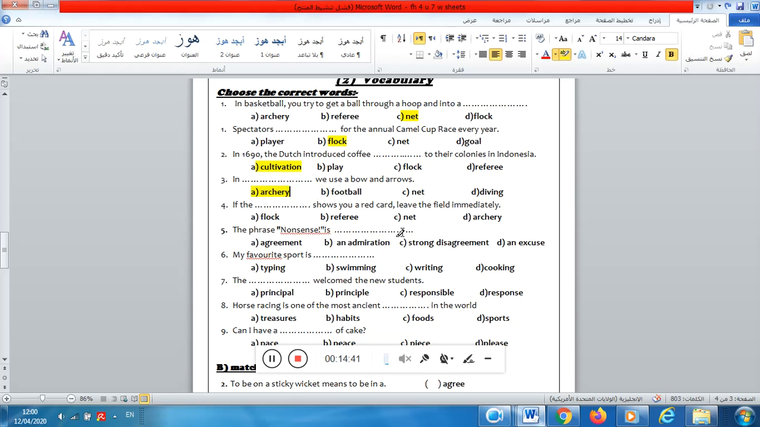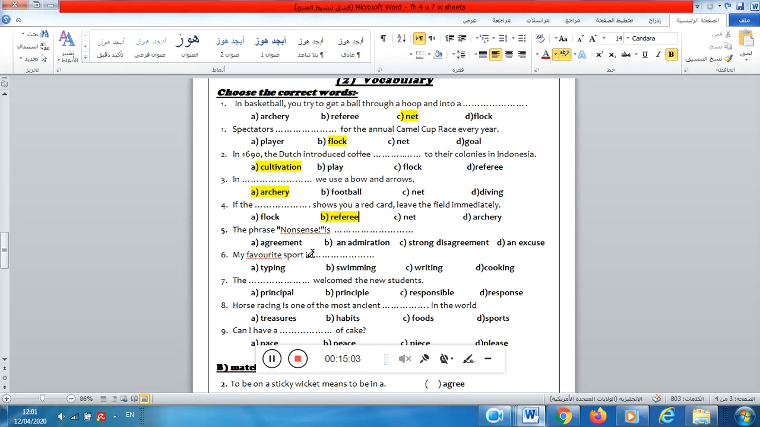If the blank shows you a red card, leave the field immediately. Who can show you a red card or a yellow one in a match? Of course, I believe you are all experts with that. It's just the referee, sir. The referee, yes.